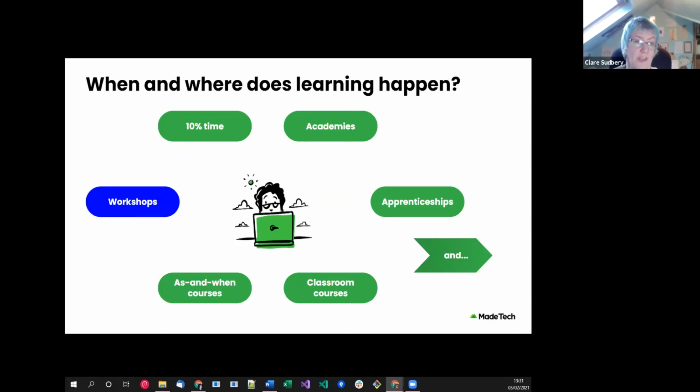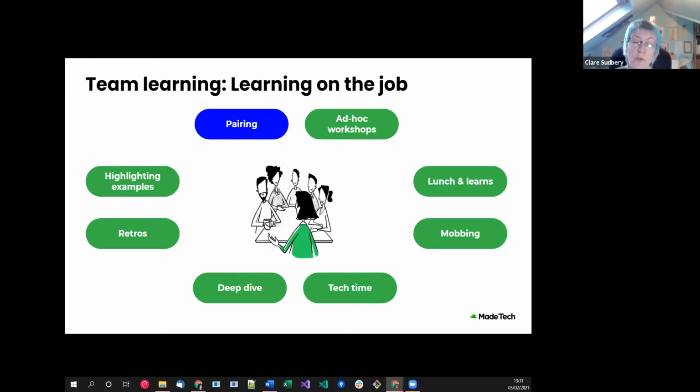But other ways that you can facilitate learning is by having dedicated workshops. And these can be really short and they can be mixed into the working week, and they can be really effective as well. And learning on the job. So all of those other things I've talked about were kind of learning outside of the job, although apprenticeships are effectively learning on the job. But there are loads of different ways in which you can enhance learning within teams while they're doing their jobs.